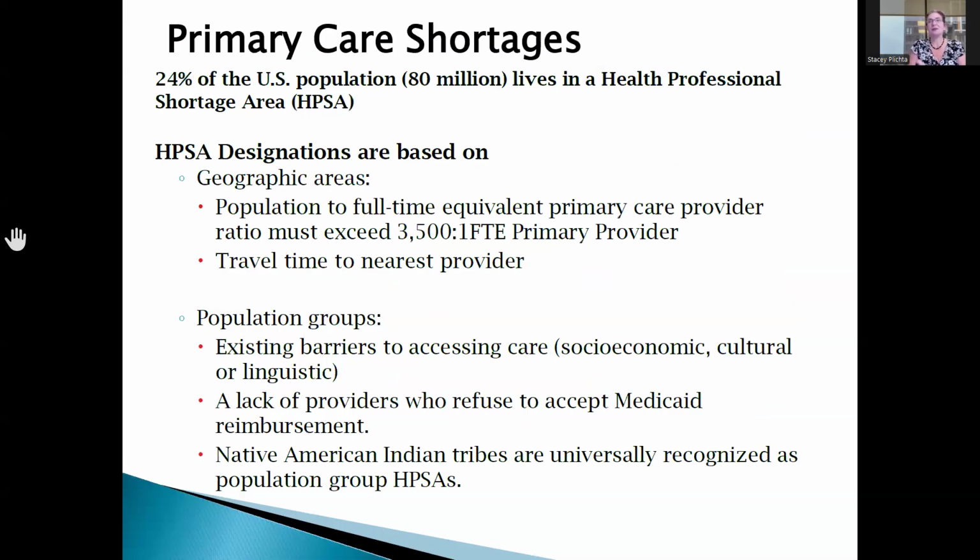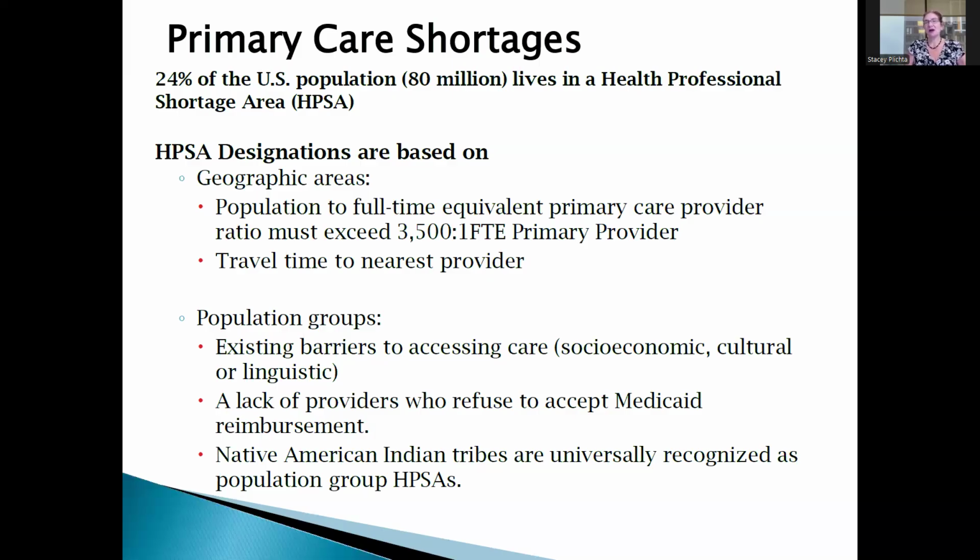When we talk about primary care shortage, we'll focus on that for now. A quarter of the US population lives in a HPSA. And how do we define them? They're defined by geographic areas. First, what is the population to full-time equivalent primary care provider ratio? The ratio has to exceed 3,500 people to every one full-time equivalent primary care provider. So this assumes that each primary care provider wants to have a panel of 3,500 patients. That's a fairly large panel.